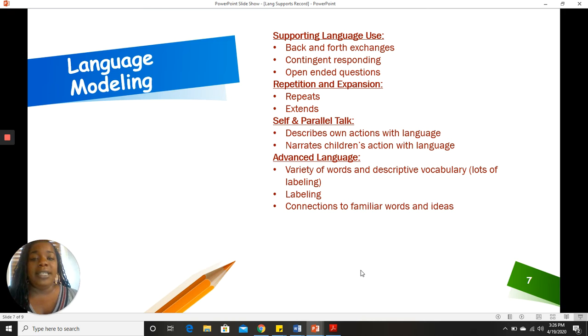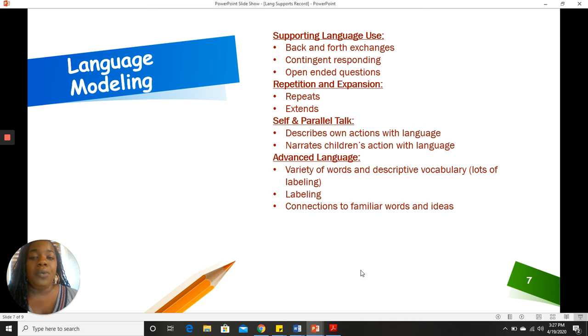Contingent responding is the adult taking the action of responding immediately when a child says something. Whether you understand what they say or not is not very important with this strategy. It's just acknowledging them because they have said something to you, and responding in such a way that they know that you hear them.